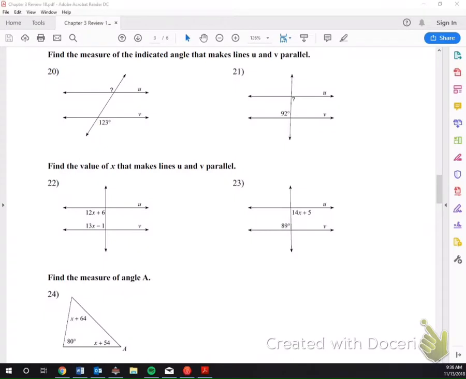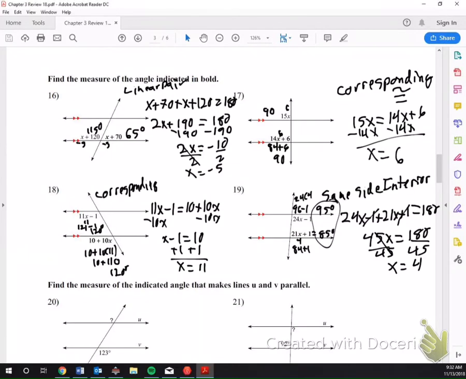Okay. Now, here we're saying find the measure of the indicated angle that makes U and V parallel. Now, these are the converse of the theorem. So, up here, let's say, look at number 19. Number 19 uses the same side interior angle theorem. It says that if two parallel lines are crossed by a transversal, then same side interior angles are supplementary. So here we're starting with the fact that we have two parallel lines. We can tell that because of right there.